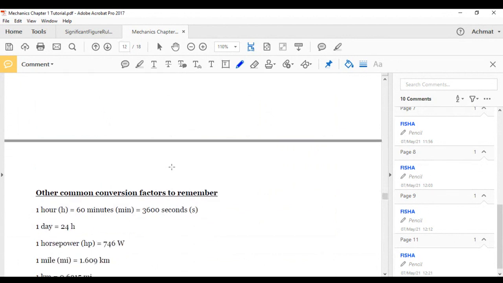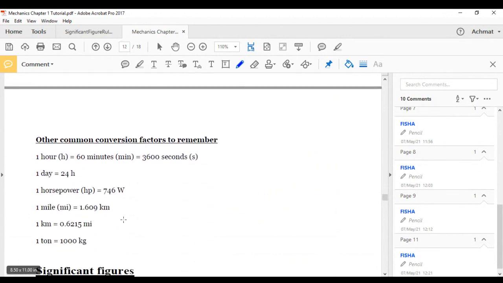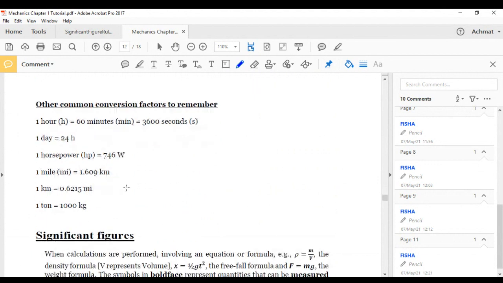Okay, there are a few conversion factors that I wrote down here. You can try to remember those things as well. I'm going to stop here, and this is going to be an extremely important discussion in part 4.